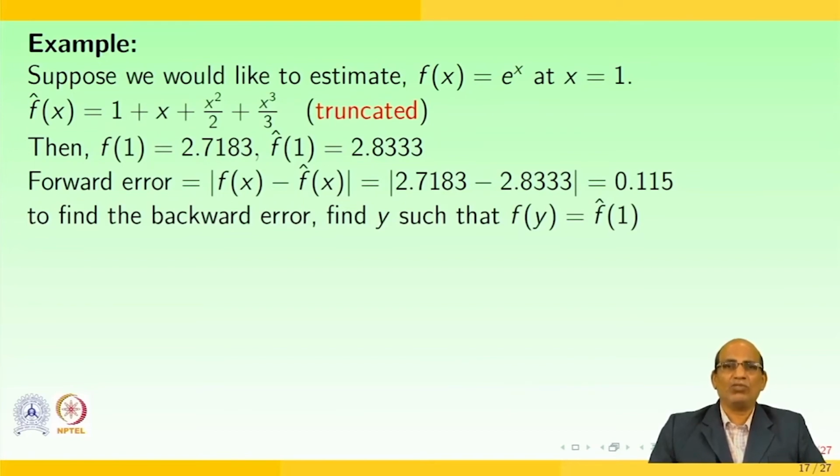Now let us say suppose we would like to estimate the value of f of x is equal to e power x at x is equal to 1. So if you write f cap of x, it is 1 plus x plus x square by 2, plus x cube by 3. So we truncated. So that means f of x is known at x is equal to 1, and f cap of x is written. What is f of 1? f of 1 we know is 2.7183 and f cap of 1 is 2.833. So forward error is nothing but f of x minus f cap of x, we can find out. And the backward error is simply y minus x. So at x is equal to 1, what is y? You can compute it, that will give you the backward error.